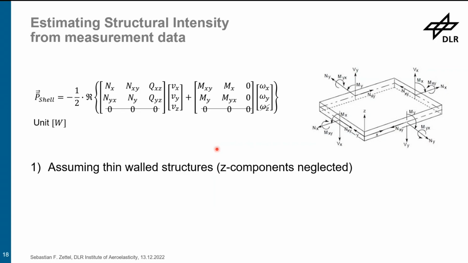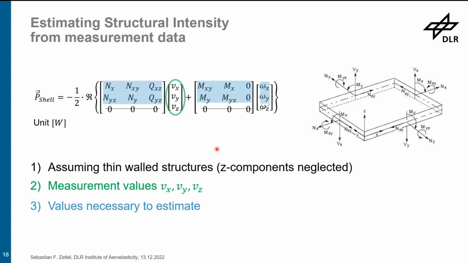However, now that we use shell elements, we can assume thin-walled structures, so the Z component of the power flow can be neglected. And with the measurement values we can access from measurement campaigns, mostly in Z direction, so in the normal direction of a surface, we can calculate the power flow. It is also possible to measure the X and Y directions of a surface, but only with measurement systems which are capable of this, like 3D laser vibrometry or the digital image correlation technique.